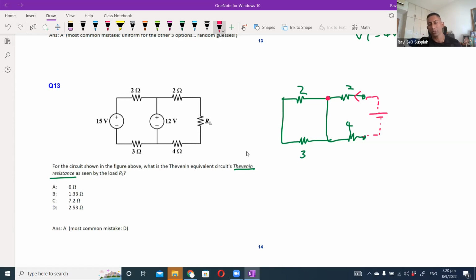Whenever there is a short circuit across any resistive component, it will straight away bypass those components. So it will straight away take the short circuit and go back through the 4 ohm. So the RTH in this case is basically 2 plus 4, which is 6 ohm. Okay, so that's how you get the answer here.